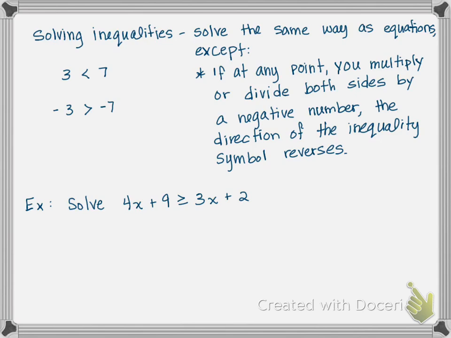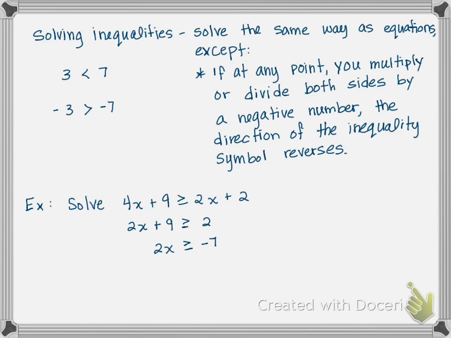So we'll subtract 3x from both sides, which gets us x. Wait, I have to make a change. I'm sorry. That's not going to do exactly what I want. Make that a 2. Otherwise, I don't get to divide. Okay, we're going to subtract 2x from both sides. And we get 2x plus 9 is greater than or equal to 2. And then we'll subtract 9 from both sides, which gives us 2x is greater than or equal to -7.